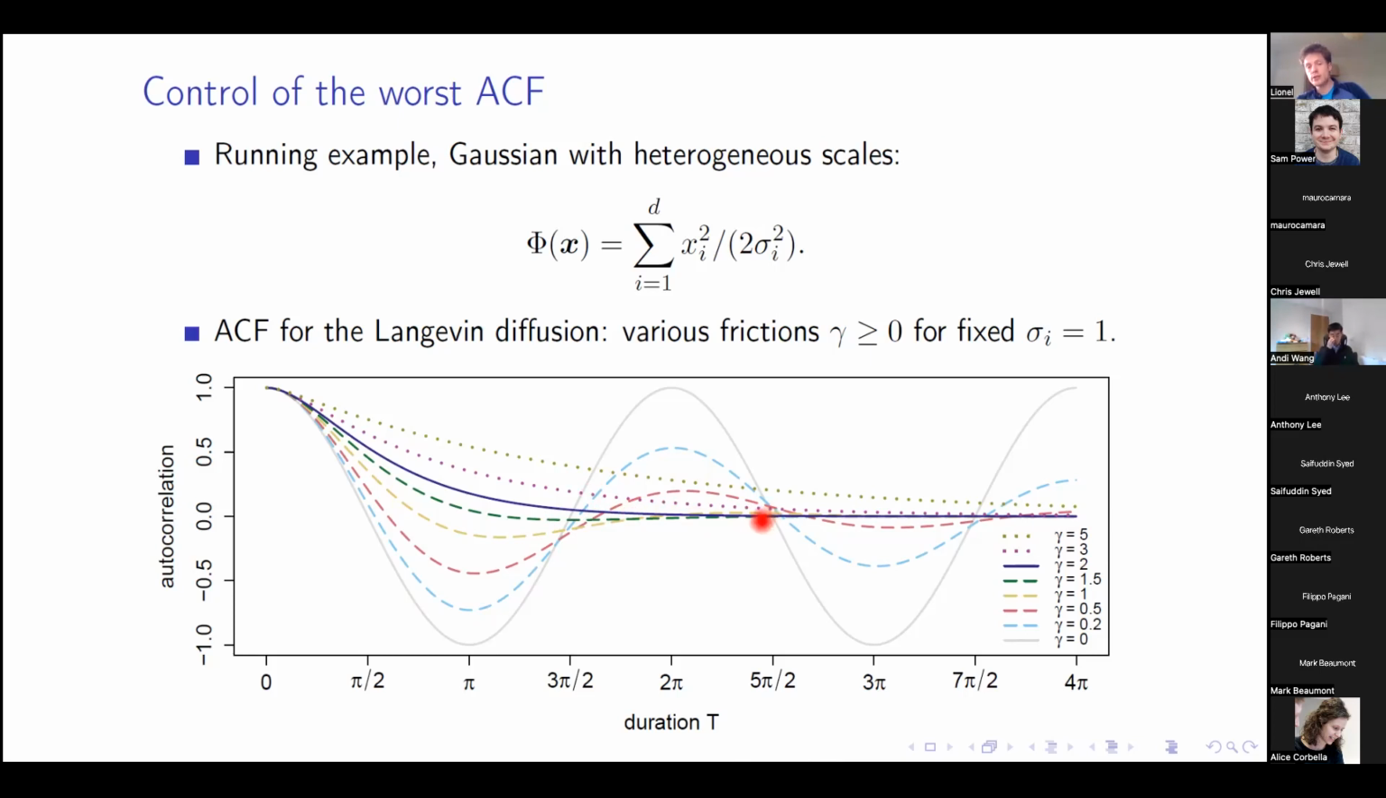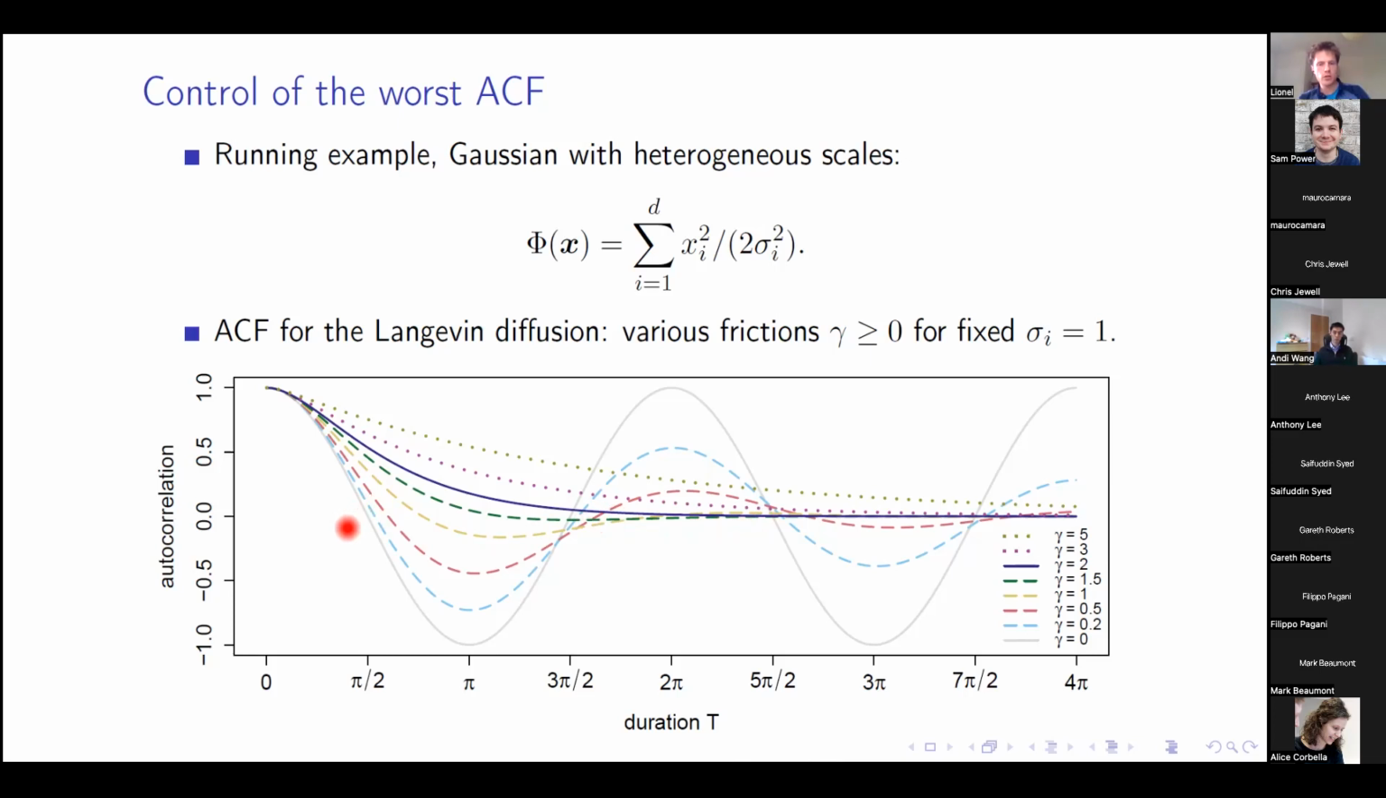It's true, but of course, if you want to obtain correlation close to 0 as fast as possible, well, the choice gamma equal to 0 is the best if you are able really to tune it perfectly. Because if you are able to choose t equal pi over 2 here, you get correlation equals 0, and you get perfectly uncorrelated samples faster than any other choice of friction. Right?